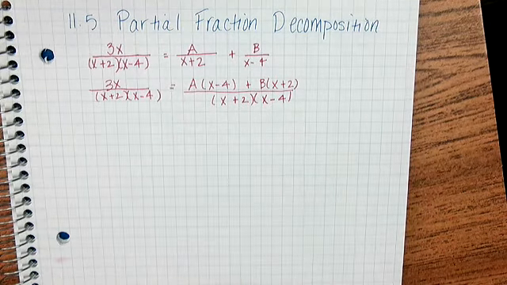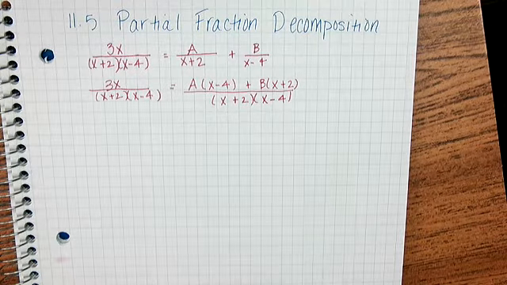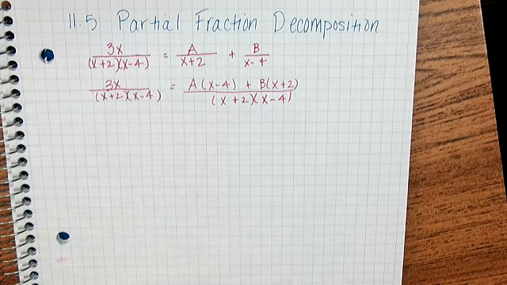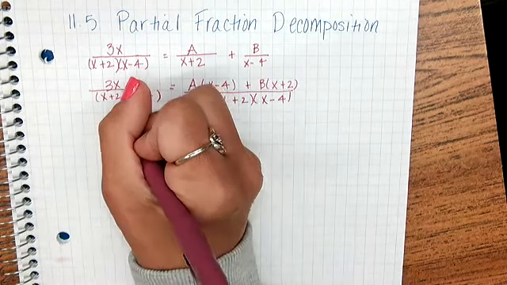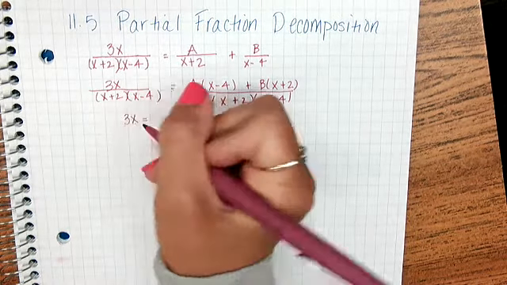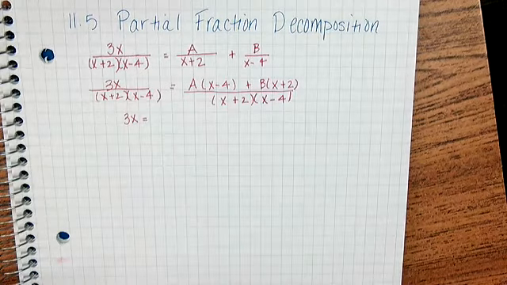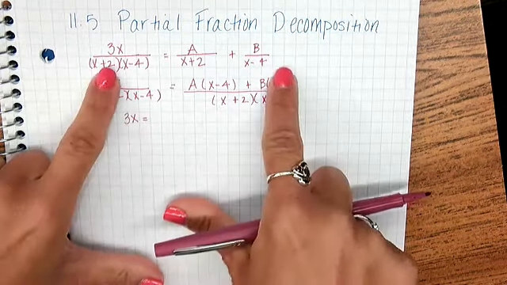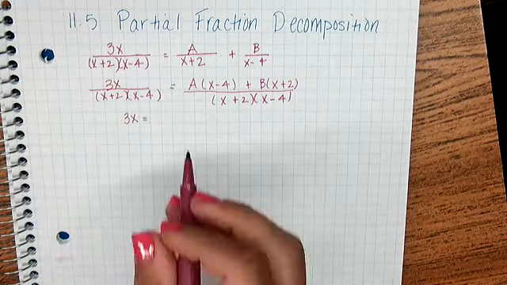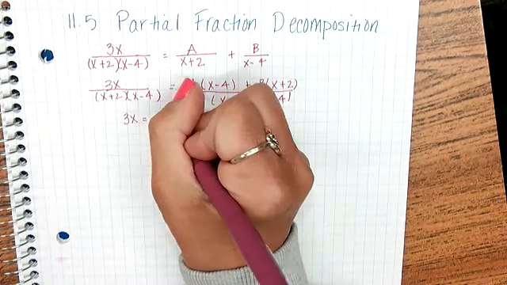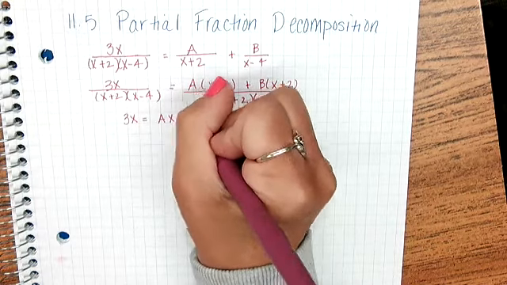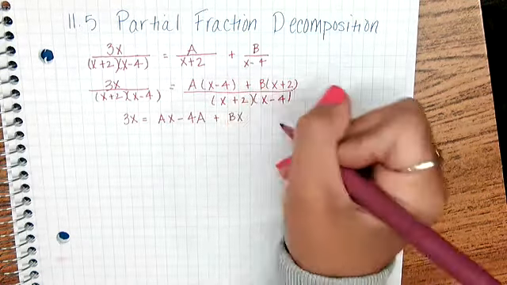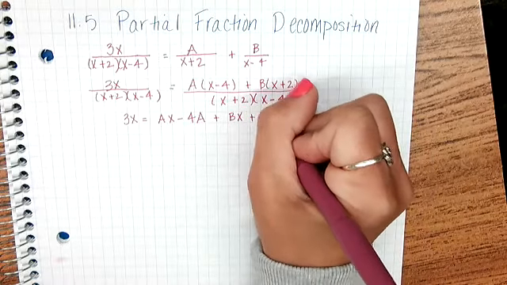Okay, if you remember from logs, if you remember from exponentials, in this case, the denominators are the same, therefore the numerators must be the same. So I'm going to have 3x. I'm not canceling out anything. Property, denominator's the same, numerator's the same. And I'm going to distribute and get ax minus 4a plus bx plus 2b.